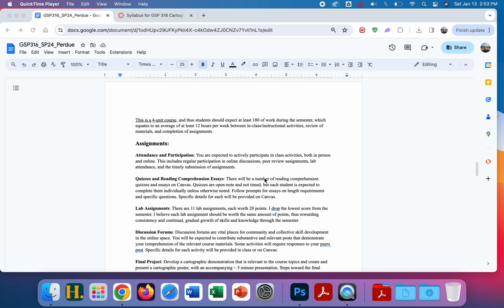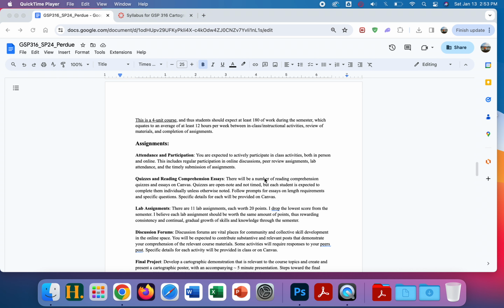Okay, lab assignments. There are 11 lab assignments. Each one is worth 20 points. I drop the lowest from your score throughout the semester. I really try to structure my lab assignments so that each one is the same grade, that they're weekly, that it prioritizes and rewards consistency and continual growth of skill and knowledge throughout the semester.